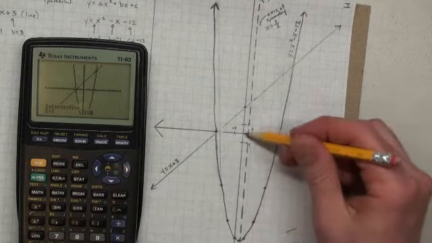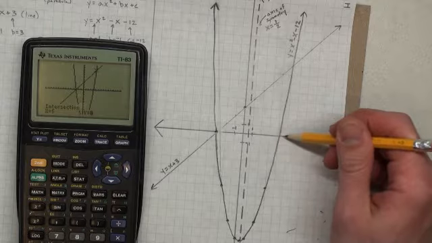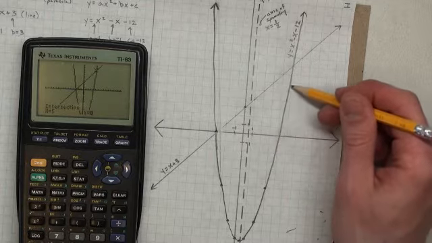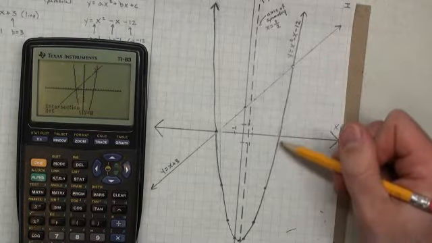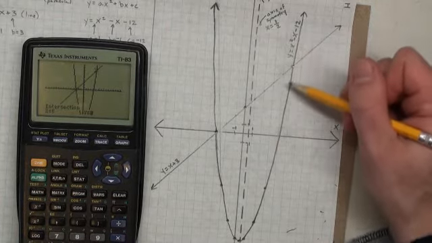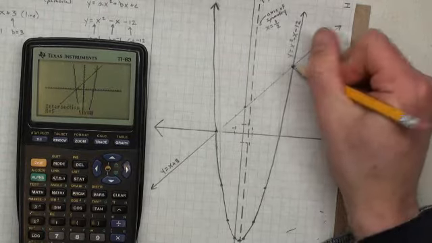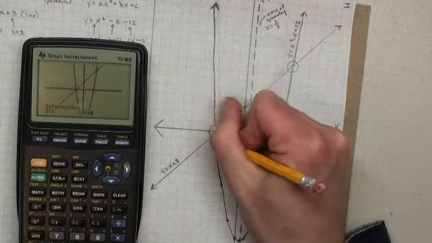At 5, 8. 1, 2, 3, 4, 5. 1, 2, 3, 4, 5, 6, 7, 8. Yes, it does cross right there. I got lucky when I went up with this line. I went up at a perfect angle. So let's circle our points of intersection.